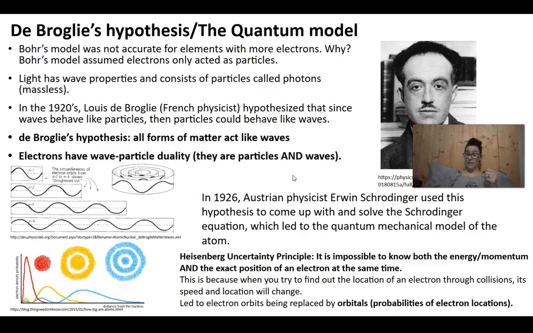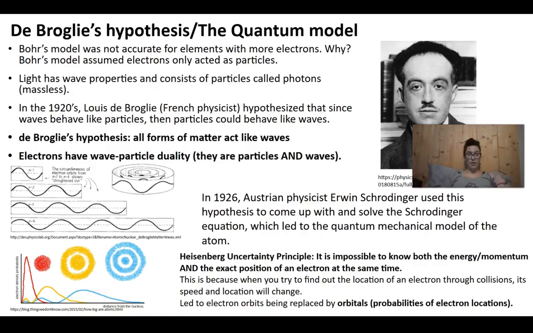Then in 1926, Erwin Schrödinger used de Broglie's hypothesis to come up with what's called the Schrödinger equation, which led to the quantum mechanical model of the atom. Then Heisenberg added to this by coming up with his uncertainty principle, which says it's impossible to know both the energy and the exact position of an electron at the same time. That's because when you try to figure out the location of an electron, it actually changes its speed and location. So you can know one or the other, but not both at the same time, because trying to measure one affects the other. This led to electron orbits being replaced by orbitals, which are again the probability locations.